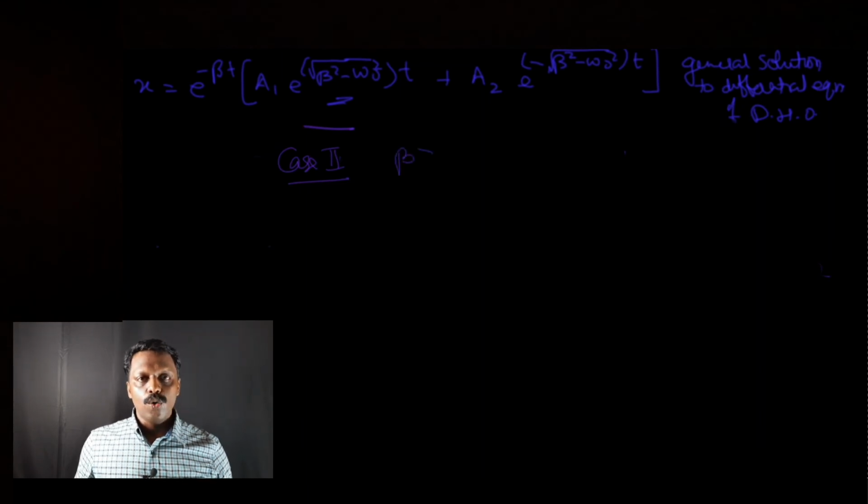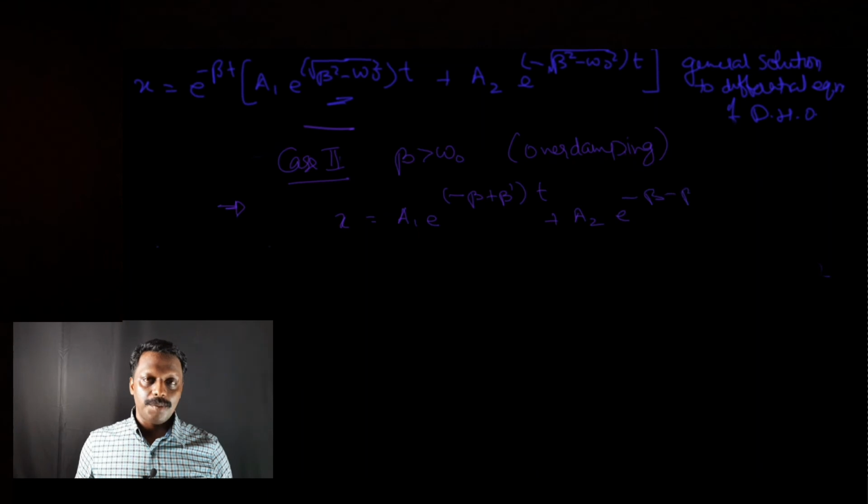Now let us examine case 2, in which beta is greater than omega naught. So we can see that the root of beta square minus omega naught square will be a real quantity. Case 2 is known as the overdamped condition. Remember, case 1, beta less than omega naught, is underdamped, and case 2, beta greater than omega naught, is overdamped. Now using beta dash equal to root of beta square minus omega naught square, the general solution can be modified as a1 e raised to negative beta plus beta dash into t plus a2 e raised to negative beta minus beta dash into t. The term will represent an aperiodic motion with exponentially decreasing initial displacement.